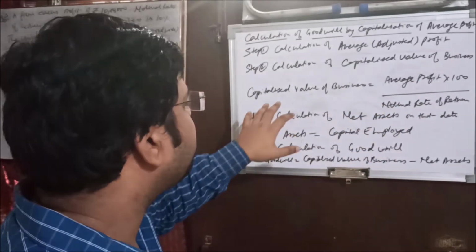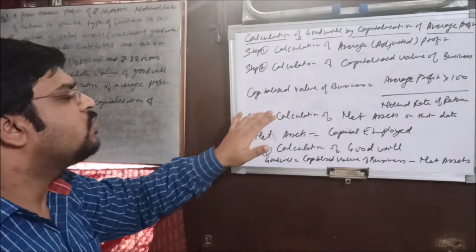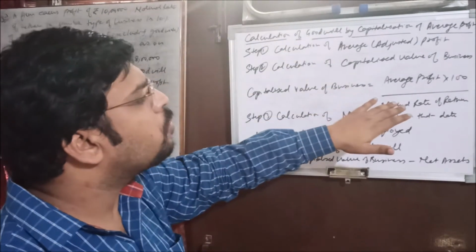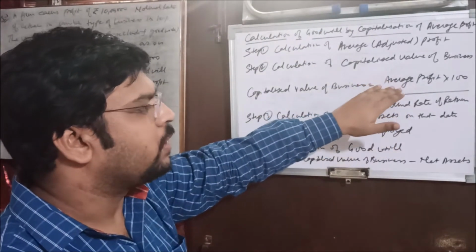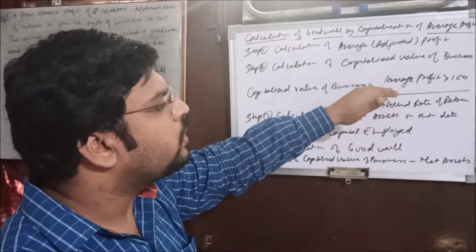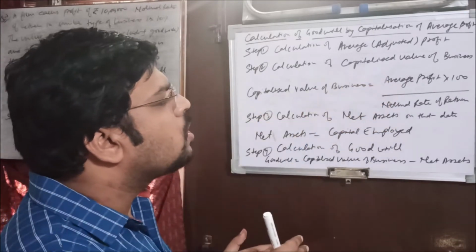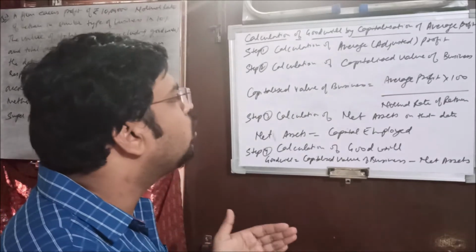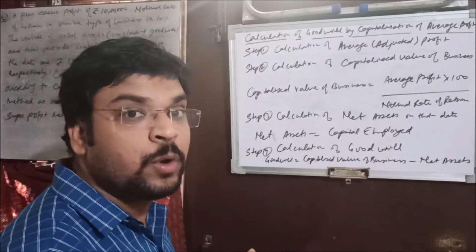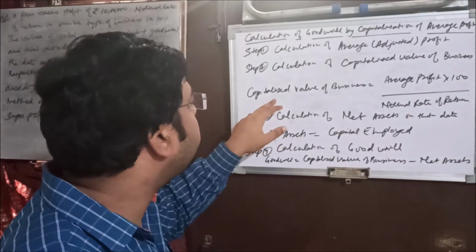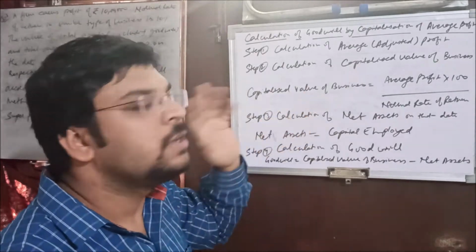I'll explain once again the concept of capitalized value. See, this is the normal rate of return and this is the profit. So on the basis of this profit, when we compare it with the normal rate of return, what should be the value of the business on an average? That will be known as the capitalized value of business.